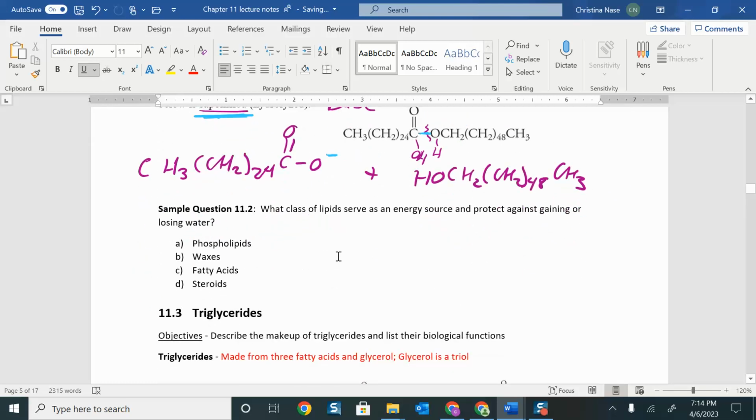All right, what class of lipids serve as an energy source and a protection against gaining or losing water? This is the one that we just talked about. This is just going to be a wax.